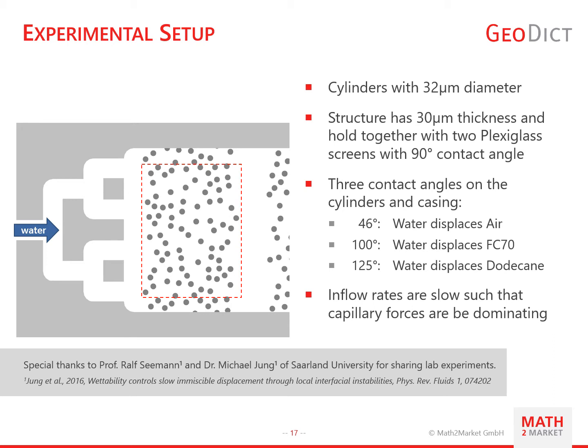There's an inlet region at the left side where water comes through a pipe and is distributed with several pipe crossings. The water gets into the structure using a pump with a very slow constant inflow rate, such that capillary forces are dominating. Three different contact angles were used during the experiment: 46 degree, 100 degree and 125 degree. These contact angles could be achieved using air, FC70 and dodecane. The experiments were conducted at Saarland University by Michael Jung and Ralf Seemann.